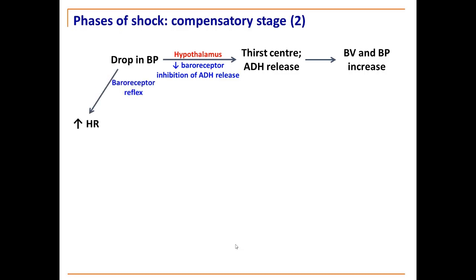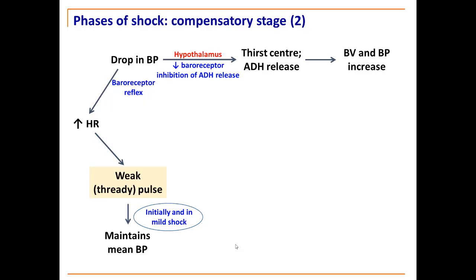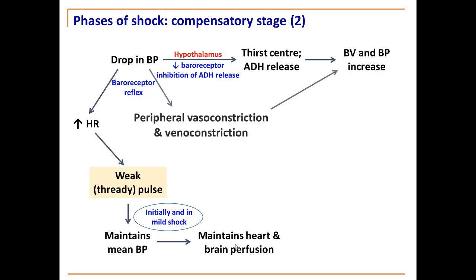Remembering, of course, that ADH does multiple things. So ADH also causes vasoconstriction. So as we've also said, there's that drop in blood pressure. We have the baroreceptor reflex, increasing our heart rate, leading to this weak, potentially thready pulse. And initially, and in mild shock, that should actually maintain the mean blood pressure, because in those early stages, you can sufficiently compensate. So that helps to maintain heart and brain perfusion.